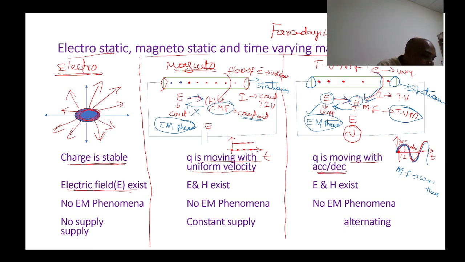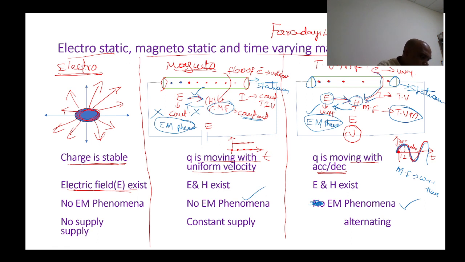So vice versa is not possible. Due to the electric field, I am getting a magnetic field, but due to the magnetic field, I will not get an electric field. So here EM phenomena will not exist. Sorry, this one, here the EM phenomena will exist.